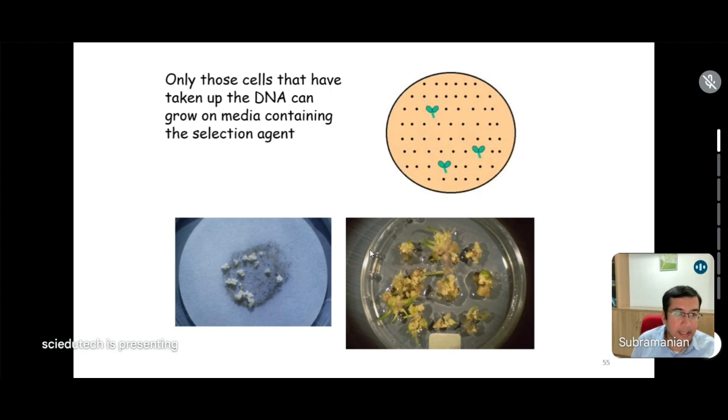So this is an example of selection. Only cells that have taken up DNA can be grown on media containing the selection agent. What you see here is a mix of transformed and non-transformed cells. Those showing the green shoots on your bottom figure, where you have a Petri plate and you see calluses, those green shoots are probably transgenic shoots, right? Plants which have been transformed.